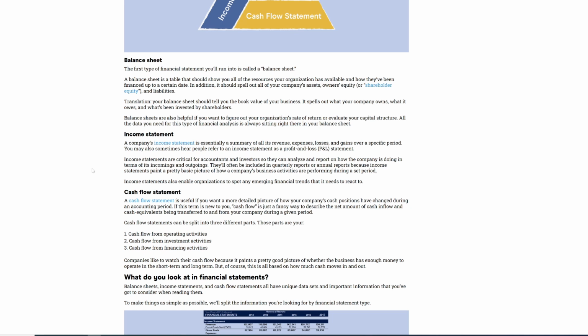Cash flow statements can be split into 3 different parts, and those parts are cash flow from operating activities, cash flow from investment activities, and cash flow from financing activities. Companies like to watch the cash flow because it paints a pretty good picture of whether the business has enough money to operate in the short term and the long term. Because, of course, this is all based on how much cash moves in and out.